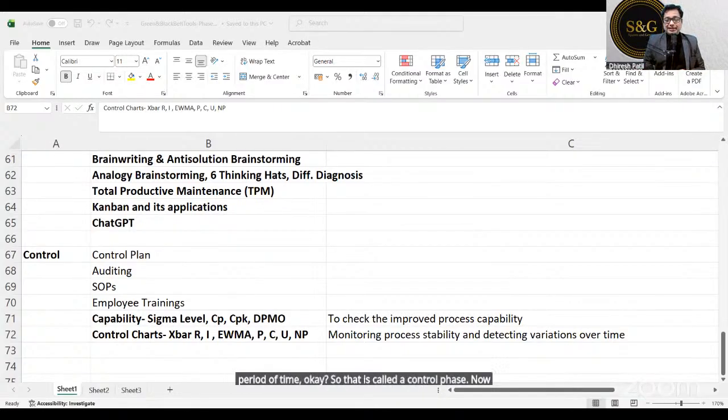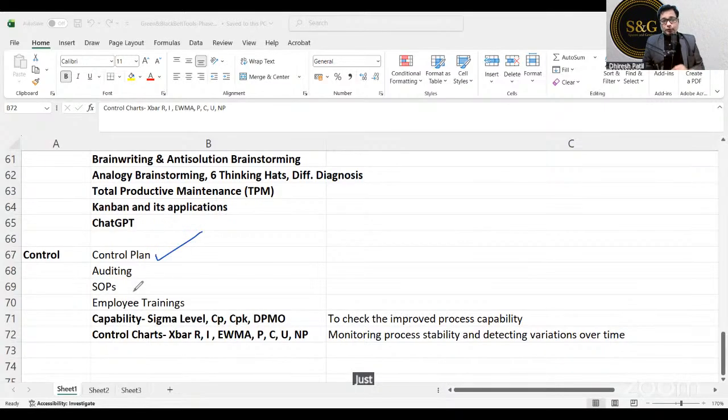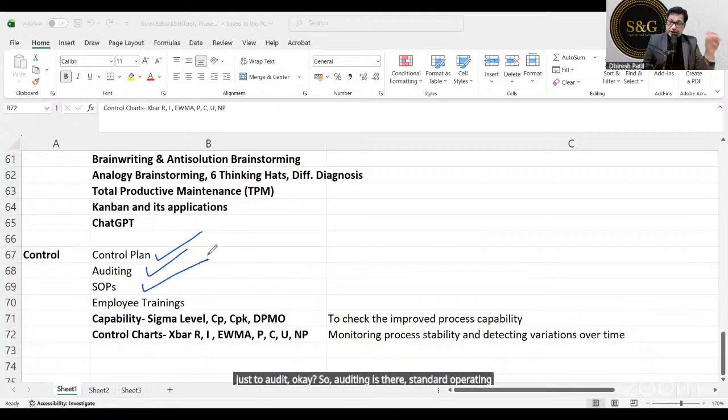Now control phase, what all is there in the control phase? Control plan, just to audit. Okay, so auditing is there, standard operating procedures have to be changed over there, right? And then employees have to be trained in the new ways of working, and you have to continuously give them training, monitor them, audit them. Okay, if some corrections are required, you have to support them as well.